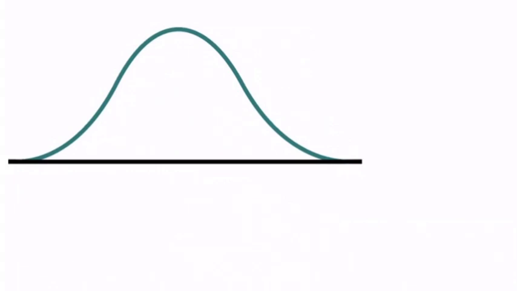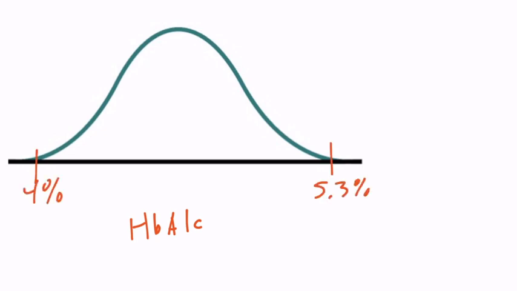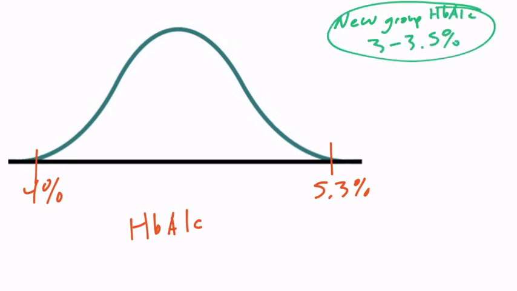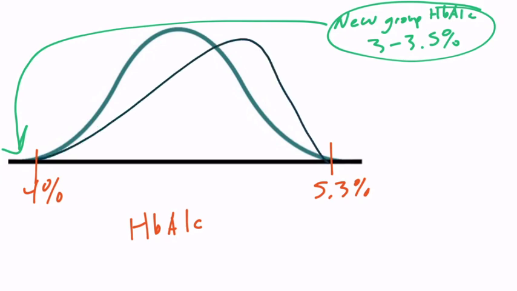Let's again picture the bell curve, with HbA1c levels along the bottom. We are told that the population that attends this clinic have HbA1c levels ranging from 4% to 5.3%. However, we are told that there is a big number of new patients that come in with HbA1c levels ranging between 3% and 3.5%. So this data would be added to this left side of the graph. So our graph actually looks something like this. So this describes a negative skew.